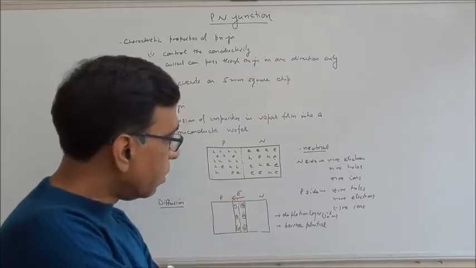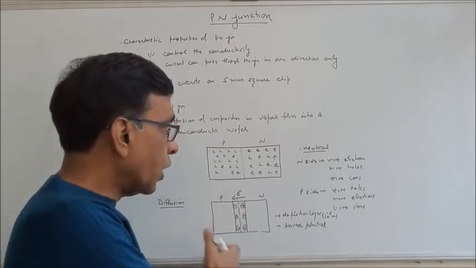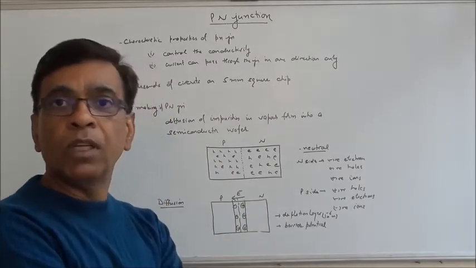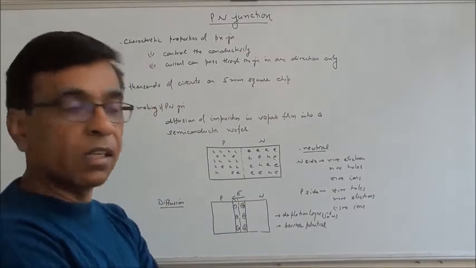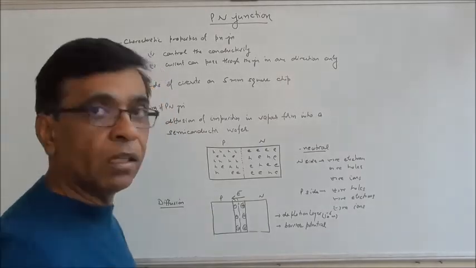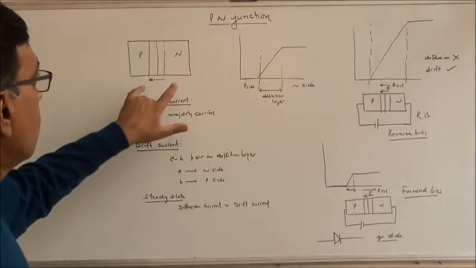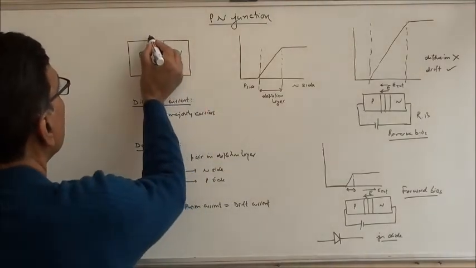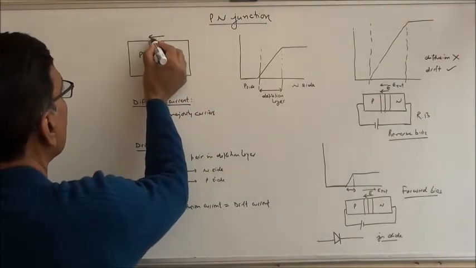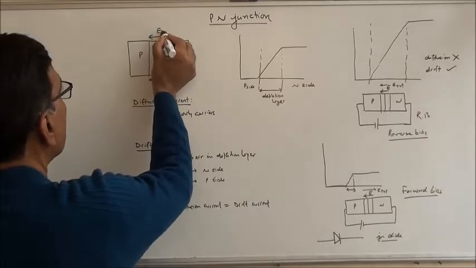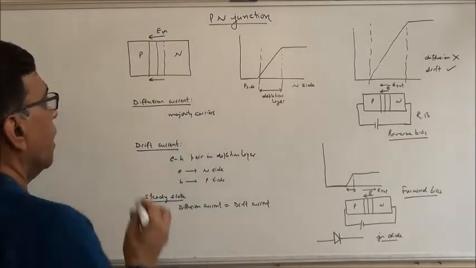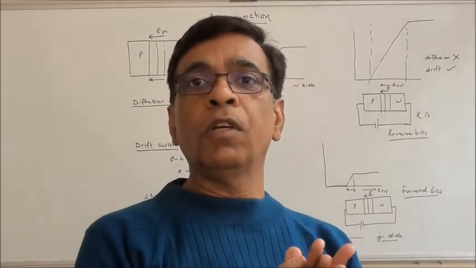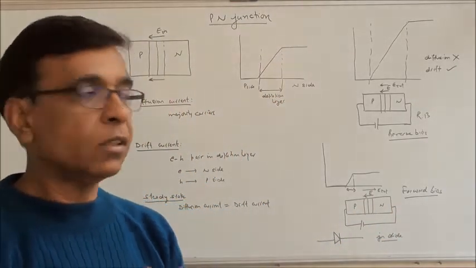We have a depletion layer, potential barrier, and this region consists of only ions. No majority charge carriers are there in this region. So we have a PN junction, and there is an electric field from N to P side, which prevents the further movement of majority carriers across the junction.